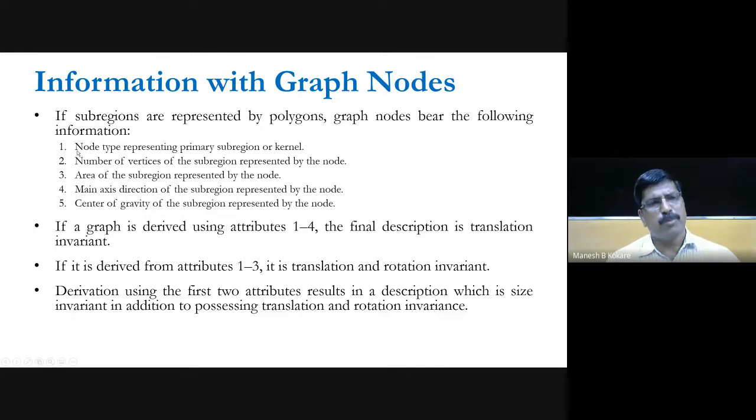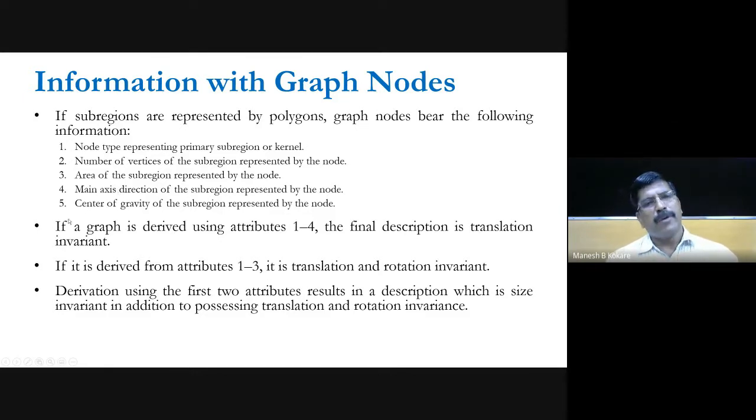First, the node type, representing the primary subregion or kernel. Then the number of vertices of the subregion represented by the node, right? Then the area of the subregion represented by the node, the main axis direction of the subregion, and the center of gravity of the subregion. So this kind of information will be available with the node.